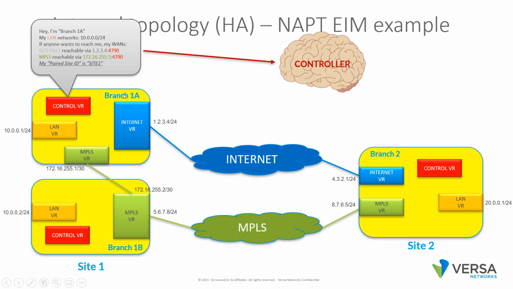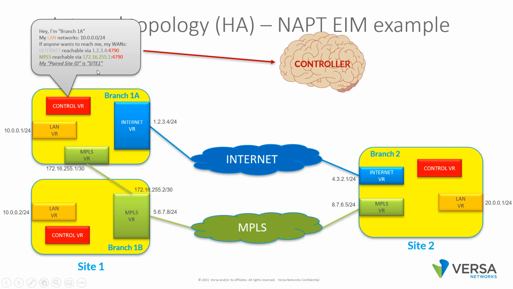When the device branch 1A first connects to the controller, it will inform it: "Hi, I'm branch 1A. My LAN networks are these. And if anyone wants to reach me, my WAN IP address, internet, is reachable via 1.2.3.4 port 4790, and my MPLS is reachable via 172.16.255.1 port 4790." And most importantly, it will inform that its paired site ID is, for example, site 1.